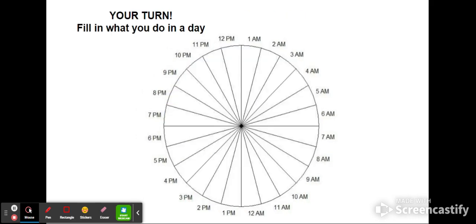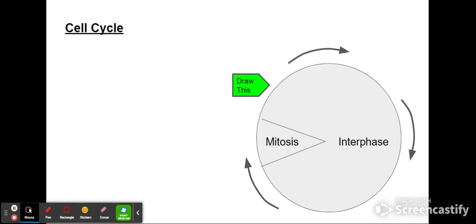All right, so you already filled in yours. So now we're going to talk about how this compares to a cell. On your notes packet, I believe this is on the next page, you've got a circle. The cell circle looks a little simpler than yours. So you're going to fill this in.